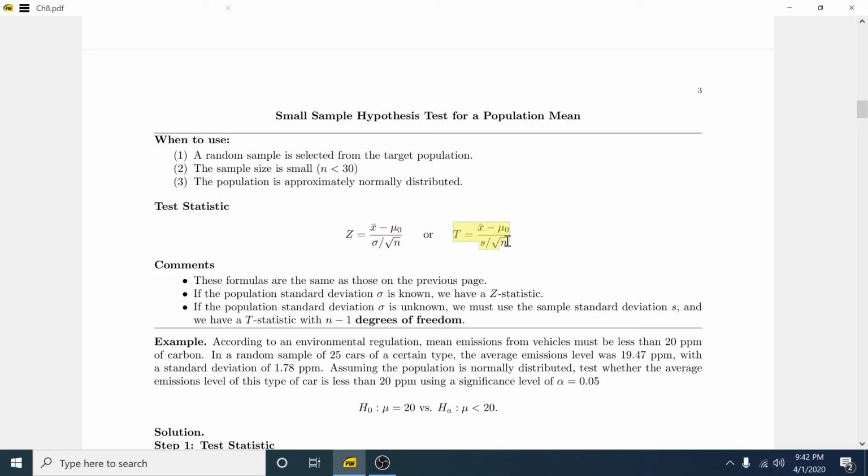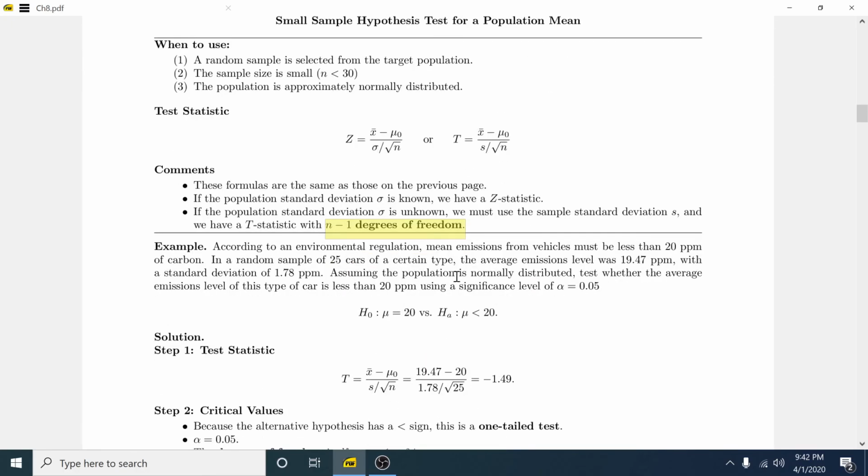Most of the time in a real problem, this is where you're going to be and you are going to have a t statistic. Now, as a reminder, we know on any t statistic we have degrees of freedom. And in this simple situation, it's just going to be n-1 right here. All right, let's look at a problem.